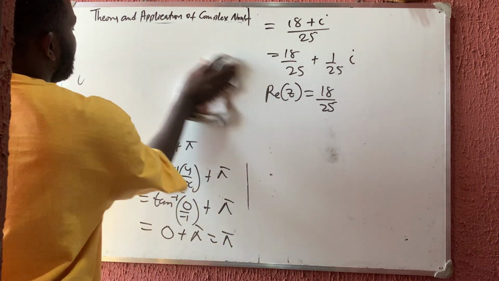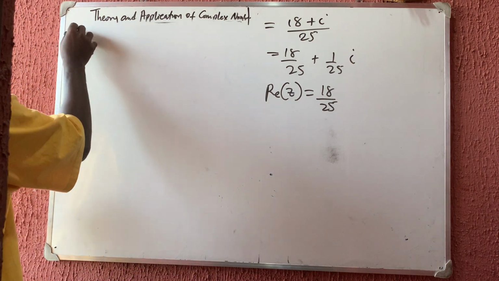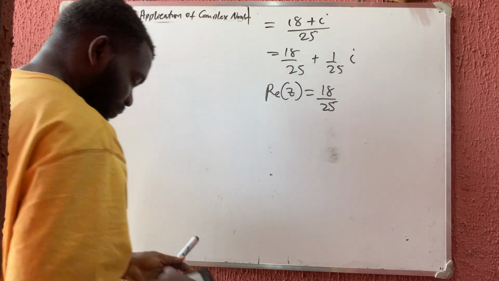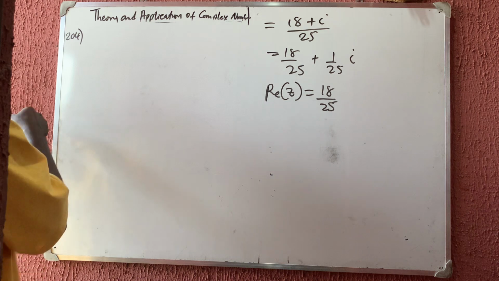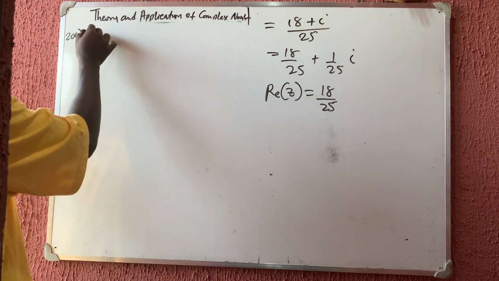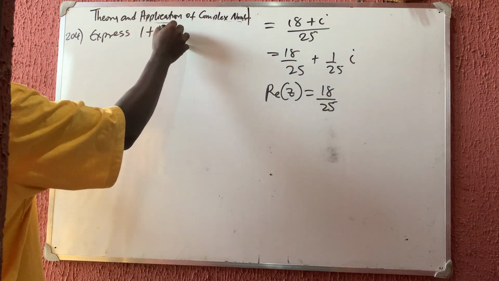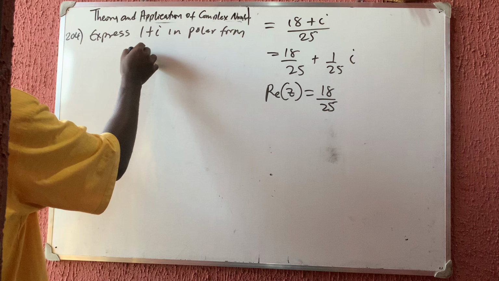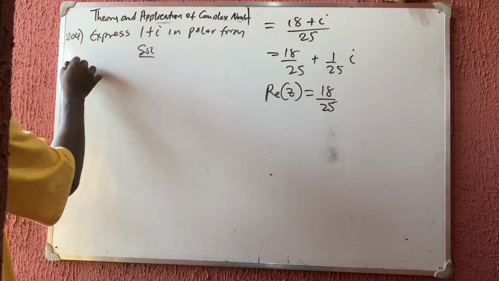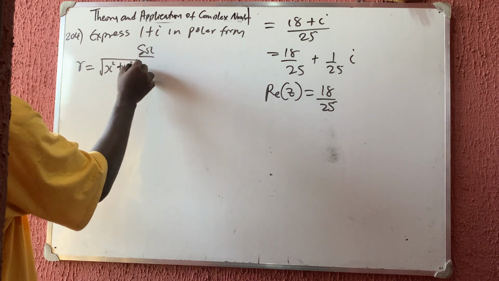So let's go to question number 204. Question number 204 said express 1 plus i in polar form. Solution. The first thing to get is your r, which is the square root of x squared plus y squared.